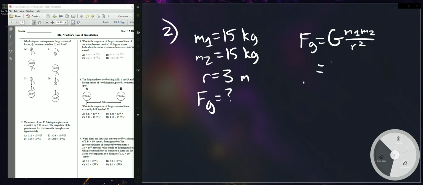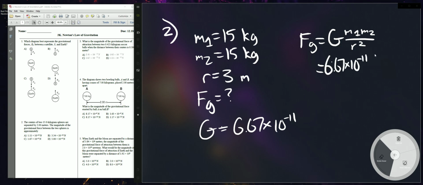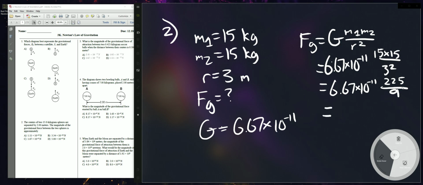That's your formula. And so G, well, you know G. It's also on your reference table, 6.67 times 10 to the negative 11. So all you're going to do here is plug in everything. Mass 1, 15. Mass 2, also 15. R squared, so 3 squared. 15 times 15 is 225, over 9. What's 225 divided by 9? I think it's 25. Yeah, 225 divided by 9 is 25. So 25 times 6.67 times 10 to the negative 11.